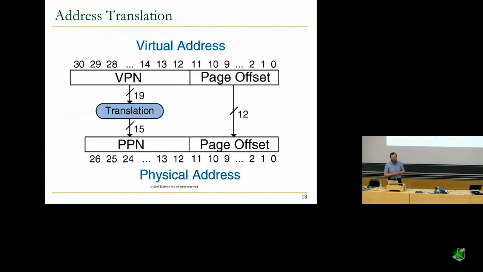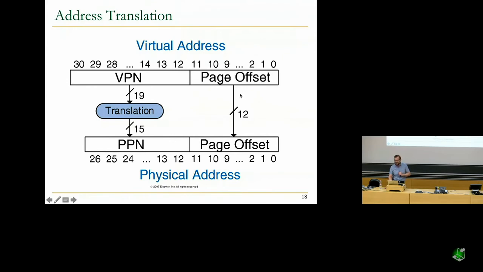So this is what the translation looks like. You get a virtual address. In this case, it's 31 bits. In modern systems, it could be 64 bits. They're very large, actually. In this case, I'm assuming a page size of 4 kilobytes, as you can see, in a byte addressable machine. That's the page offset, 12 bits here. That specifies 4 kilobytes.